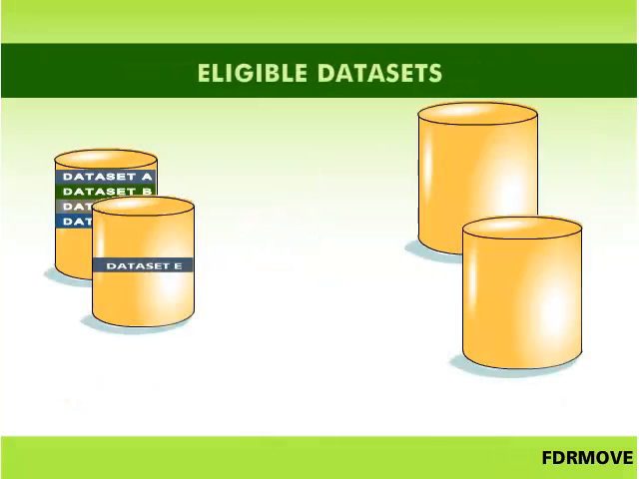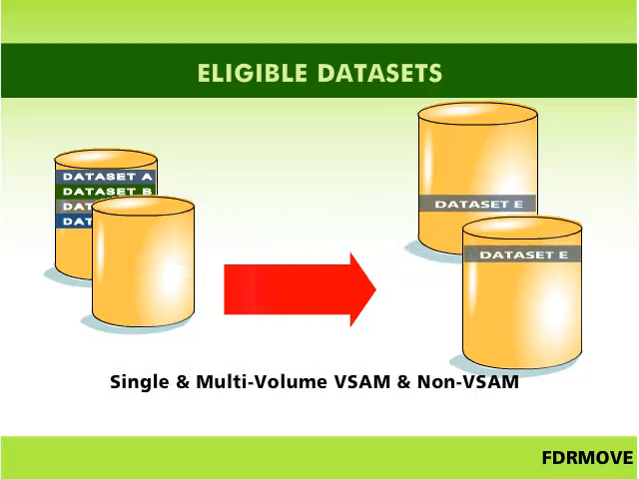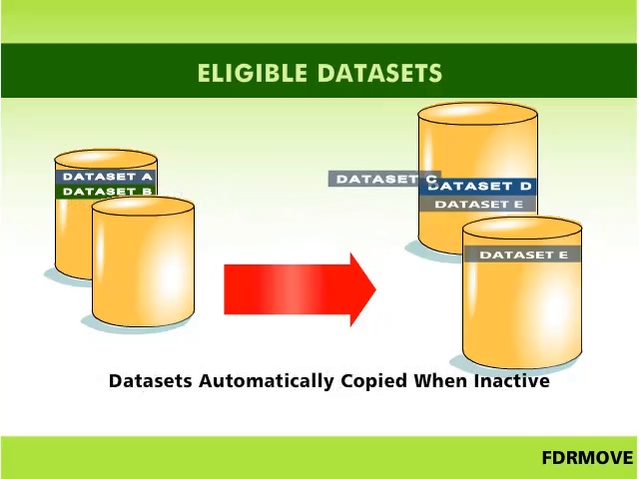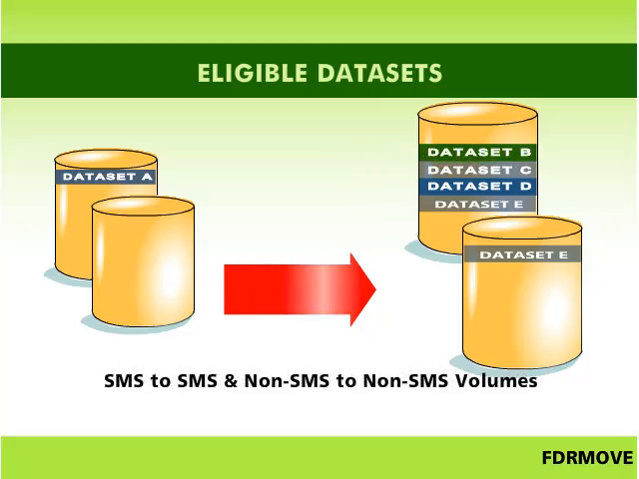FDRMOVE is able to move many types of datasets, including single and multi-volume VSAM and non-VSAM datasets. The datasets are constantly monitored throughout the MOVE or FASTMOVE operation and are automatically moved to their new destination as they become inactive. SMS-managed datasets can be moved to new SMS-managed volumes in an existing or new storage group, and non-SMS datasets are also easily and quickly moved to new non-SMS-managed volumes.